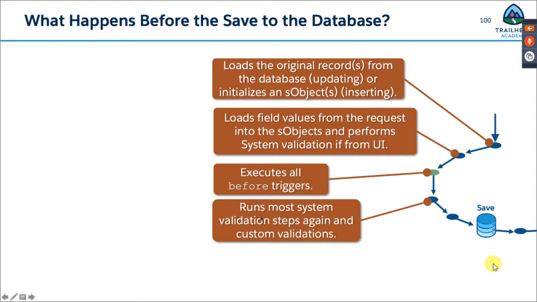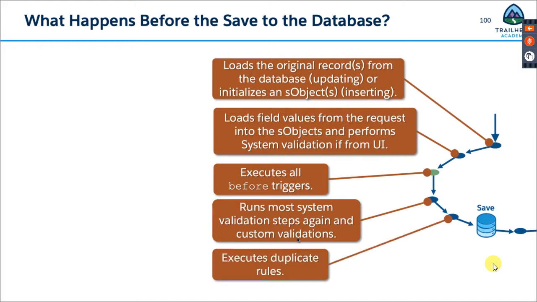It runs most system validation steps again and runs some custom validations. So it will check if the field is required, and if it is a date, you cannot specify month 13. If it is a number, it cannot have a word. All of those types of things will be done, and it will also run your custom validation rules. Once that is done, the next thing it will do is execute your duplicate rules, and then it saves the record.